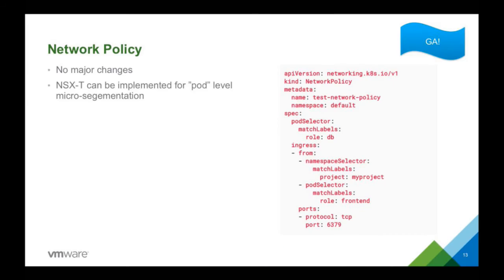So runtime, I won't go into this in too much detail here just because there's a very specific talk on it, but no major changes, it actually went GA in 1.7. NSX-T can actually be used to implement this pod level networking. So if you want micro-segmentation for pods, you can use the network policy feature for this, and it'll implement NSX security policies inside of your Kubernetes environment for pod-to-pod level micro-segmentation.